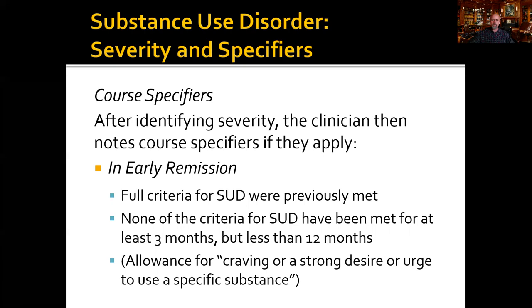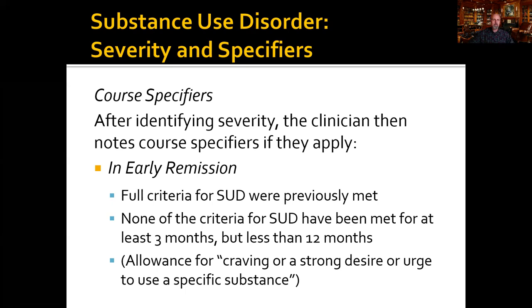So maybe somebody went to detox and then they did a 1-month residential treatment program, and now they're in your IOP program. So they've been sober for 4 months, and right now they're not meeting any criteria, except for craving. Craving is the one criteria that's allowed even after 3 months. So maybe they still have cravings, but they're not having any other negative consequences.